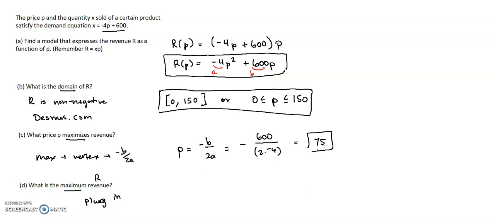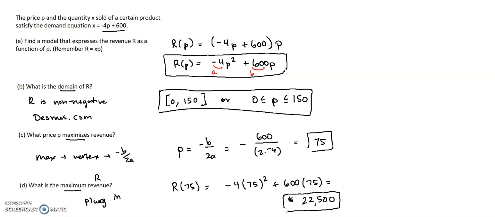So that's the price that we need to set to hit our maximum revenue, and then we plug that back in. So we plug 75 into our revenue, and we get negative 4 times 75 squared plus 600 times 75. We do all of that, and we should get 22,500. Those two numbers should look familiar because that was our vertex, right? This was our x number, and this was our y number. So our variable and our function value come straight from the vertex.